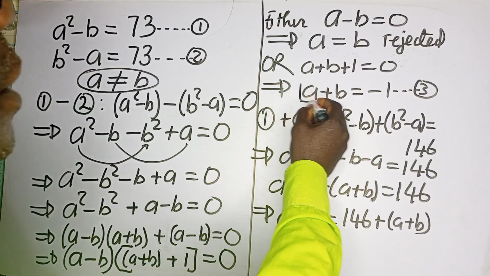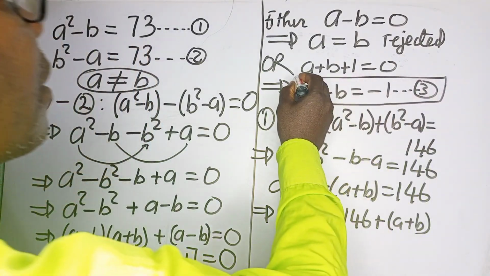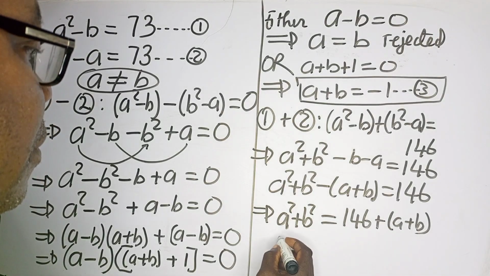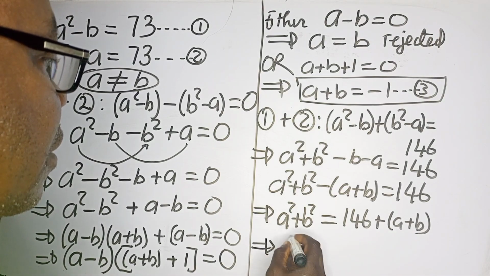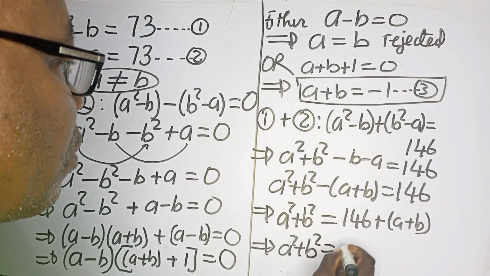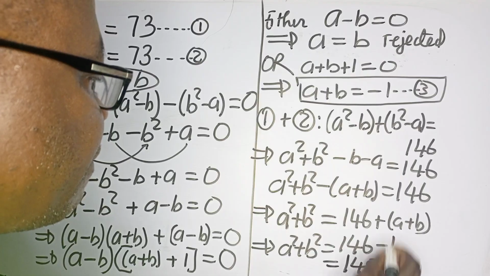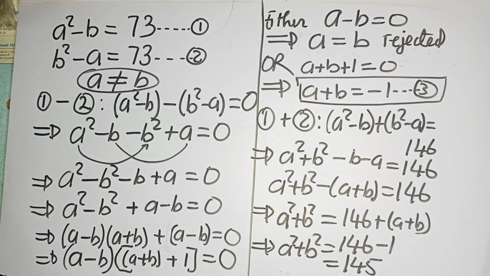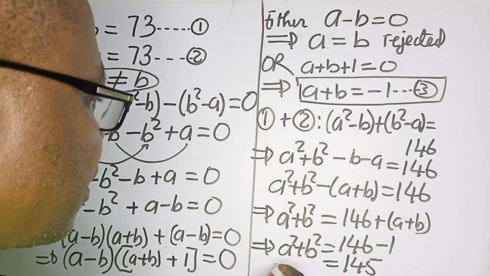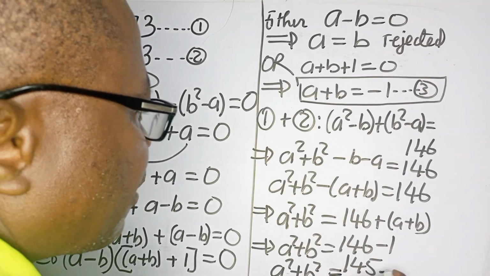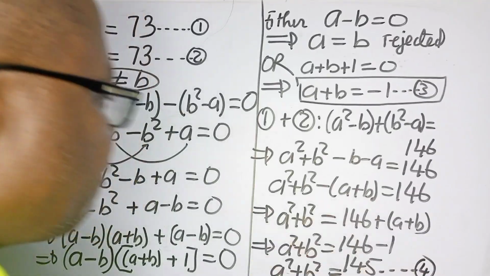Remember that information there. Equation 3, very, very important. A plus b is -1. So we'll come and put -1 there. So it means we have a squared plus b squared is equal to 146 minus 1, which is 145. So we're saying a squared plus b squared equals 145. We can call that equation 4.